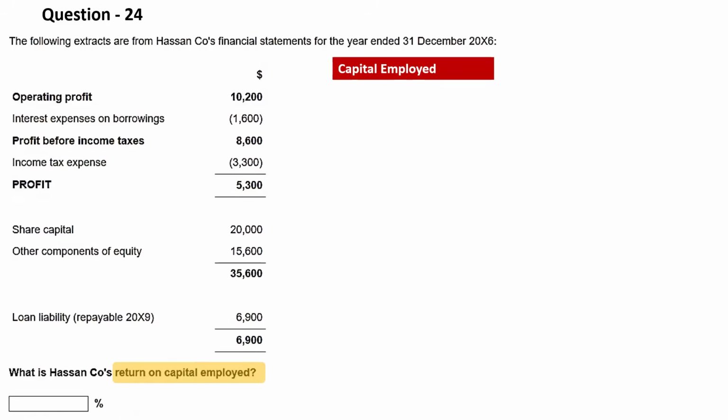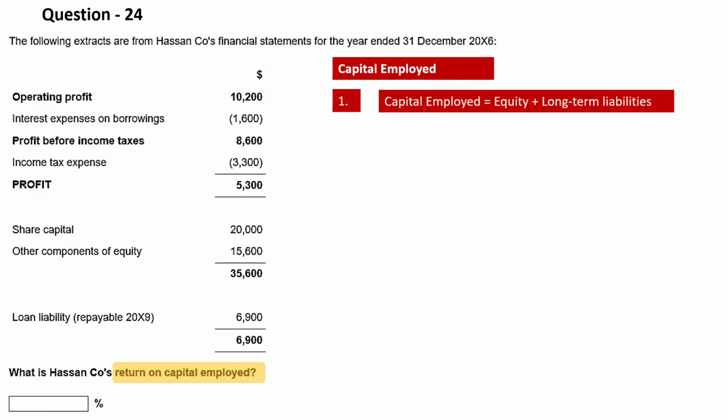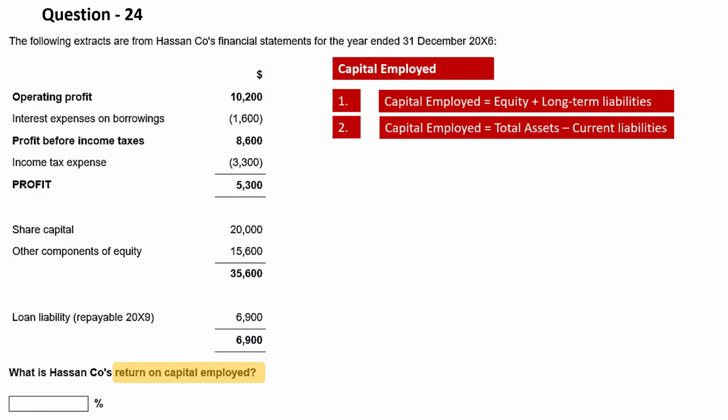Both the ways produce exactly the same results. It is just a matter of information available on your part that will decide which formula to use. Here is the first one. Capital employed is equal to shareholders' equity plus long-term liabilities. And the second one is total assets minus current liabilities. As I just told you, both the formulas will produce the exact same answer; it is just about the availability of information in the question that will help you to determine which one to use.